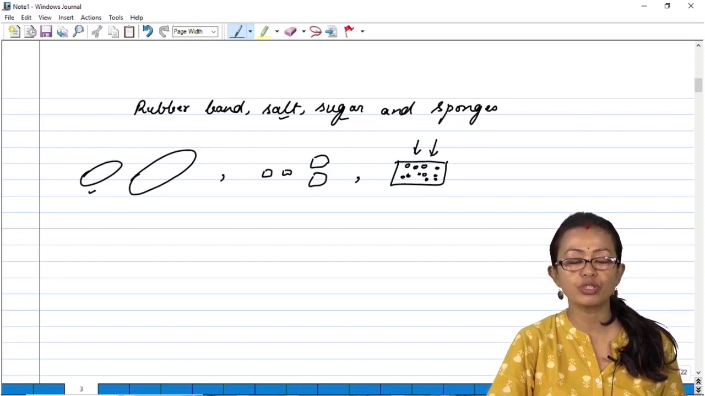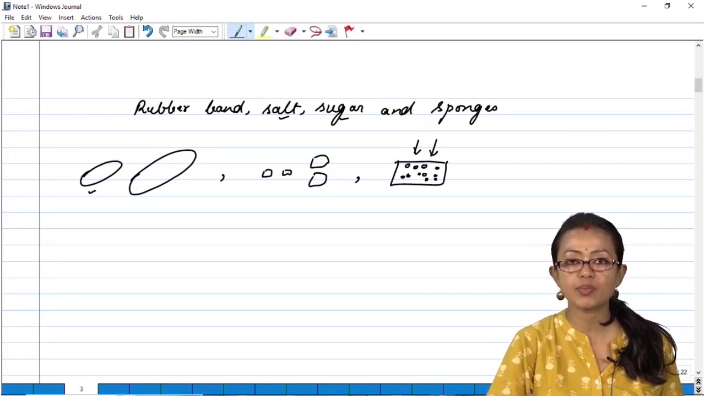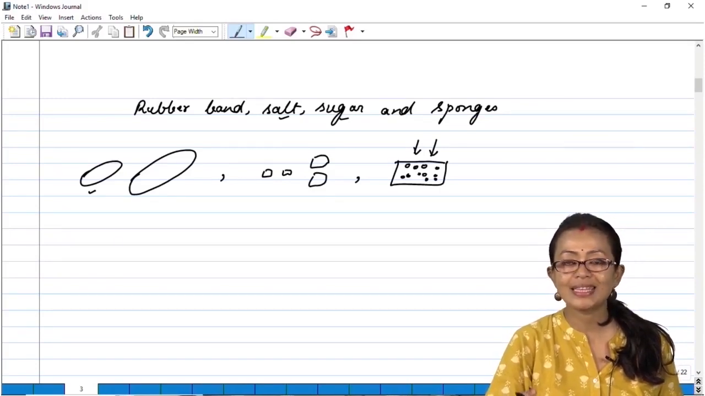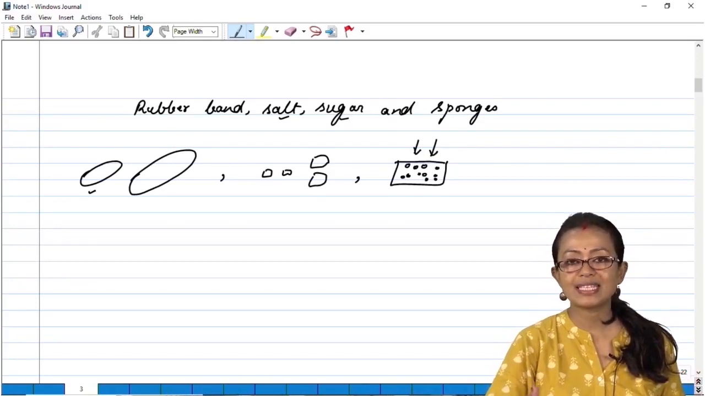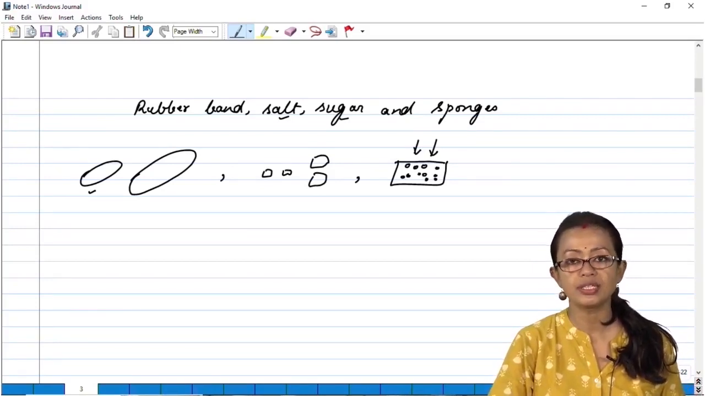Similarly, in case of sponge, when we compress it and exert pressure, the air filled in the air gaps inside the sponge gets released and thus the sponge squeezes. But the moment we release the pressure, the air gaps get filled up with air and the sponge comes back to its original shape.